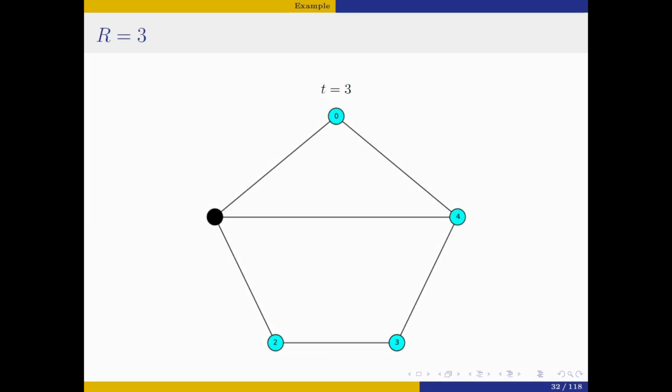At t equal 3, we see that most of the vertices are already healthy, and only one dead vertex remains, since there are no longer any infected vertices that can alter the behavior of these vertices. Automatically, in the next time step, all vertices will be healthy, thus ending the disease.